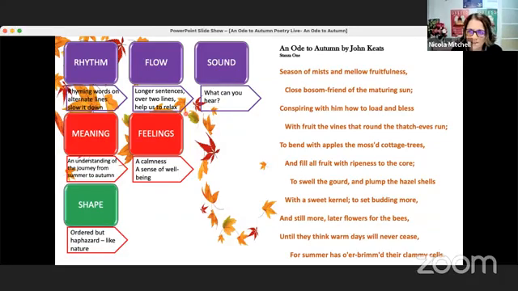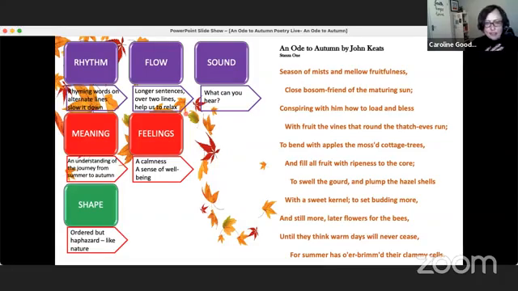And shape, Caroline? Yes, this poem isn't in any particular shape. So we decided that it's a bit haphazard. And that's how nature is, isn't it? It isn't all smooth, and it's not all like a process in 1 to 10 steps. I mean, sometimes it is and sometimes it isn't.